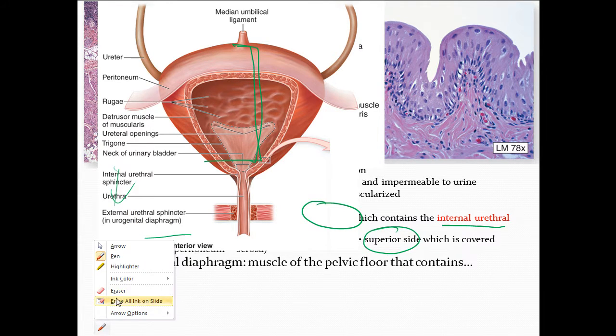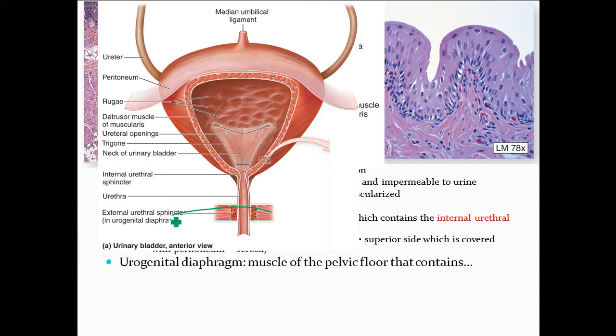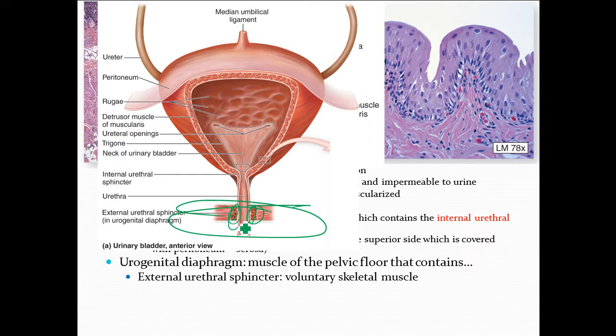They have a urogenital diaphragm. The urogenital diaphragm is this bottom part here with the external urethral sphincters on either side of the urethra here. And this is voluntary skeletal muscle.